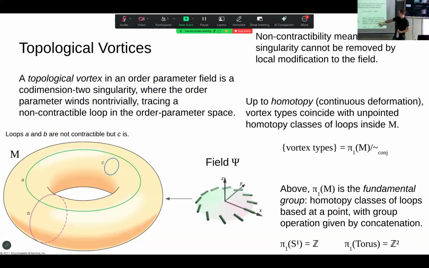Simple examples, if your space is just a circle, then this group is just the integers. It just counts the winding number. How many times did you go around the circle? In which direction? And for this torus, it's actually the integers times the integers, because there's kind of two independent winding numbers happening here. How many times did you go in this direction? And how many times did you go in this direction? Okay?